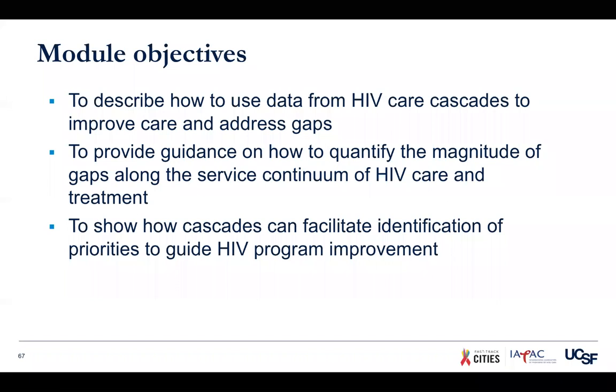The specific module objectives are to describe how to use data from HIV care cascades to improve care and address gaps, to provide guidance on how to quantify the magnitude of gaps along the service continuum of HIV care and treatment, and to show how cascades can facilitate the identification of priorities to guide program improvement. Examples of those improvements will be in subsequent modules.